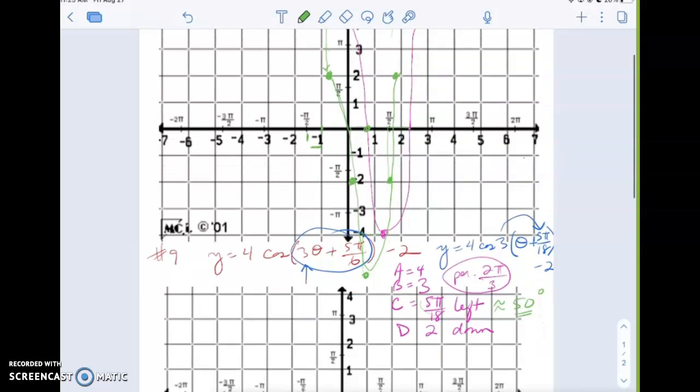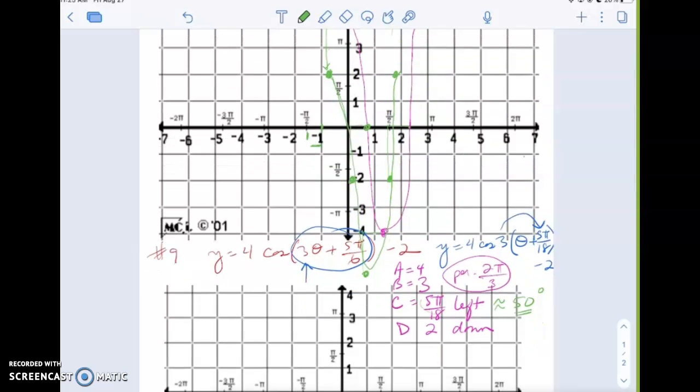But the key is pulling that 3 out. Okay? So hopefully that will help you and you can do the other ones.